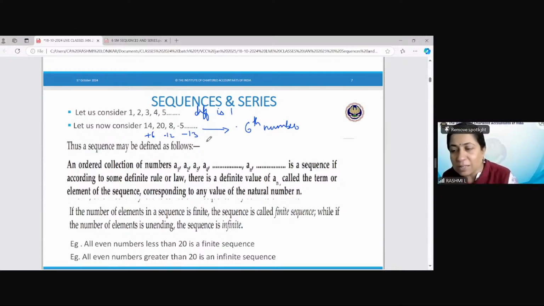So thus a sequence may be defined as follows. An ordered collection of numbers is a sequence if, according to some definite rule or law, there is a definite value of an. Okay, an, that is the nth term. You can define the nth term, then you say it is a sequence. If the number of elements in the sequence is finite, you say it's a finite sequence. If it is infinite, you say it's an infinite sequence.